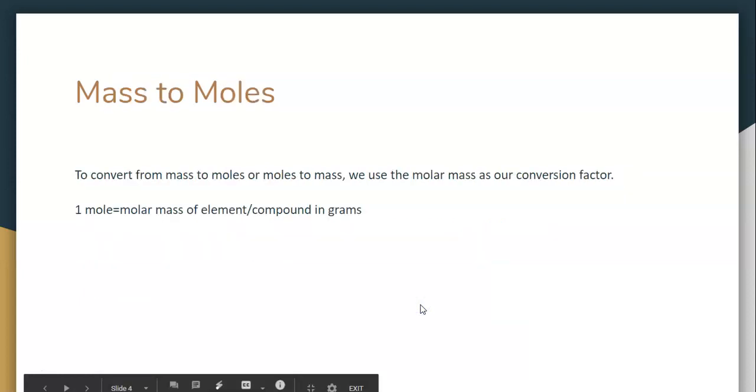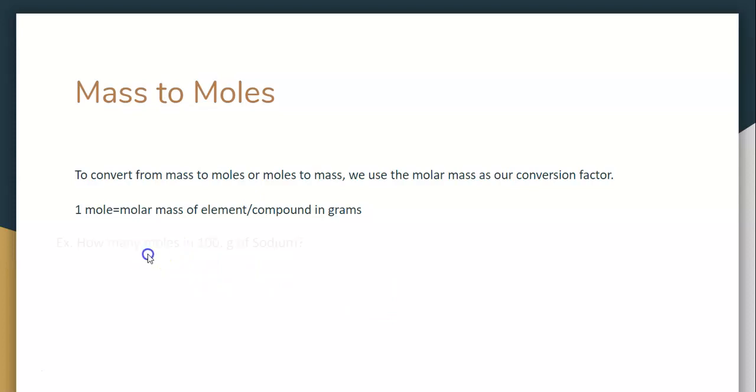So to convert from mass to moles or moles to mass, we're going to use our molar mass as our conversion factor. So 1 mole is the molar mass of your element or compound in grams. So we're going to do one example together. How many moles are in 100 grams of sodium?